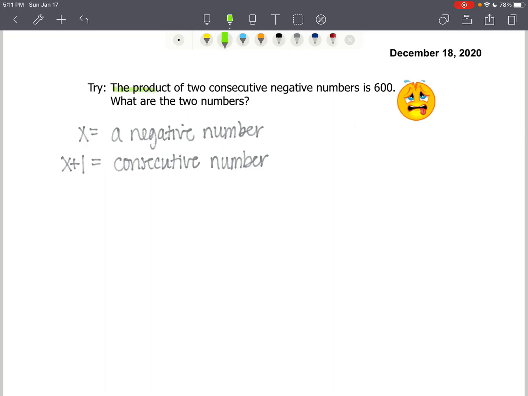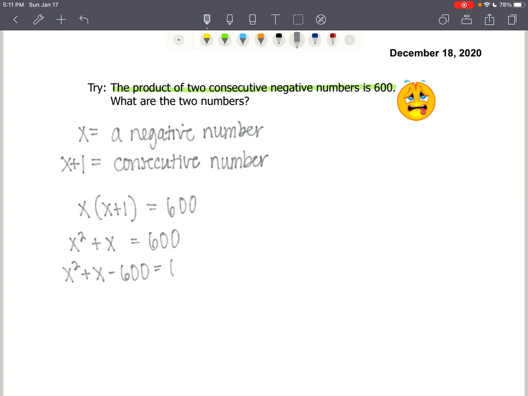Okay, let's come over here. The product of these is 600. So if I take x times x plus 1, I'll get 600. So x squared plus x equals 600. We have to set equal to 0, so I'll have to subtract 600. And I'm looking for factors of 600 that have a difference of 1. So I'm thinking 24 and 25. And if I go to my calculator and I take 24 times 25, it's indeed 600.